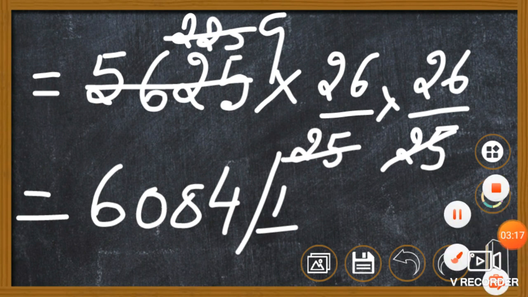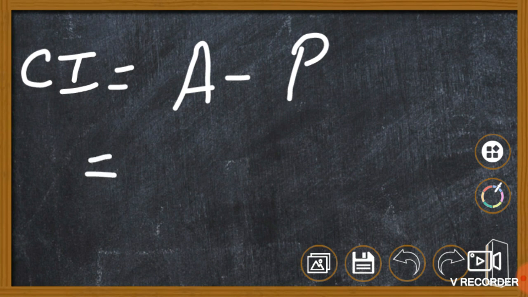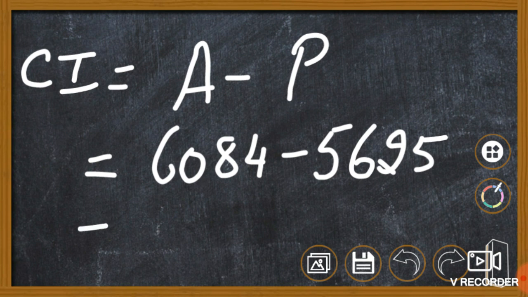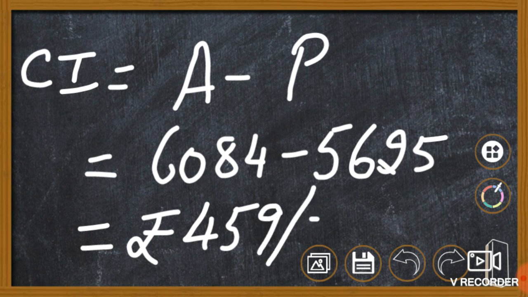Let us calculate the compound interest. Compound interest is equal to amount minus P. That is equal to 6084 minus 5625. The difference will be equal to rupees 459. This is the solution for question number 6. Let us move on to the next question.